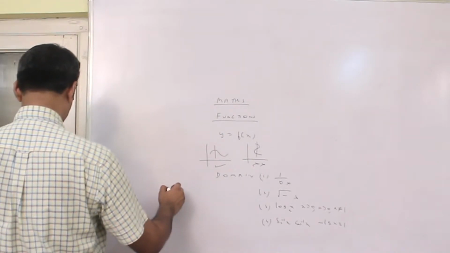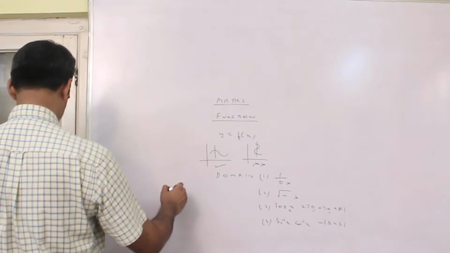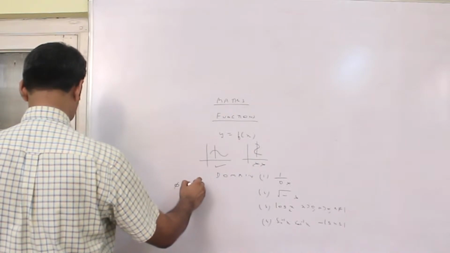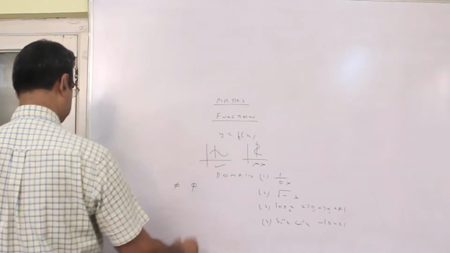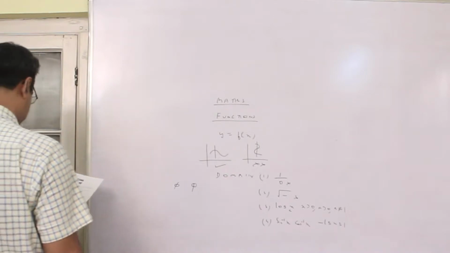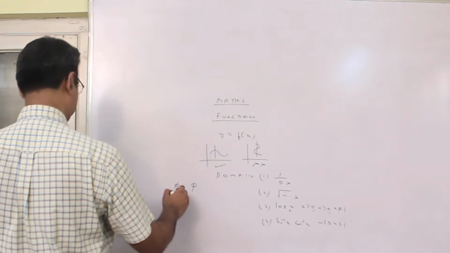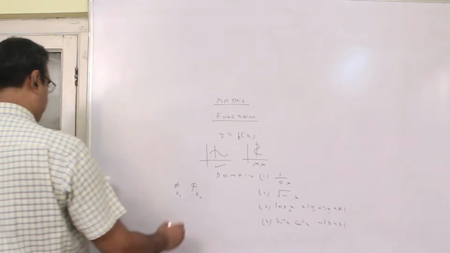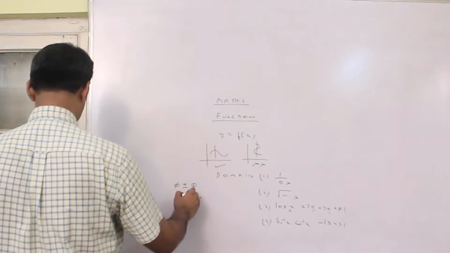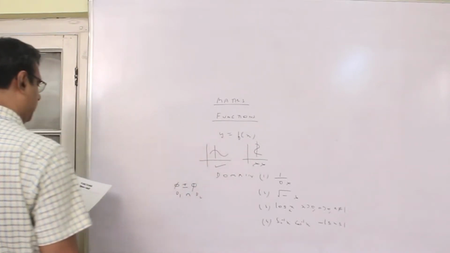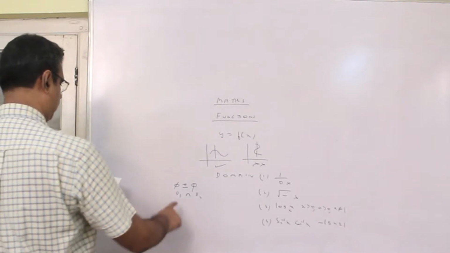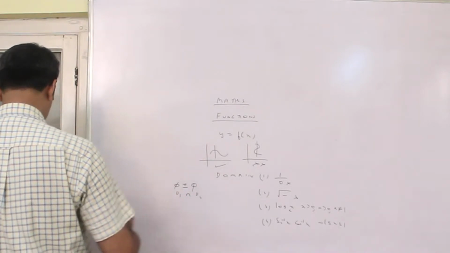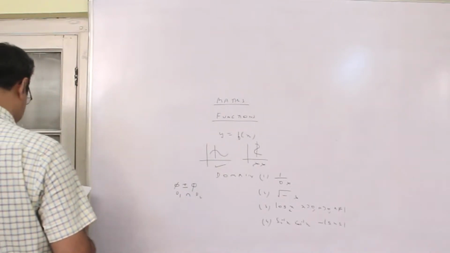Now let us say that there are 2 functions. If their domains are d1 and d2, then the domain of any linear combination will be the intersection of d1 and d2. So if you have 2 functions whose domains are d1 and d2, then the domain of the linear combination will be d1 intersection d2.